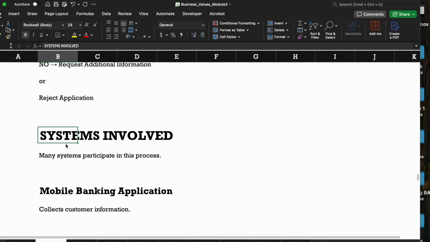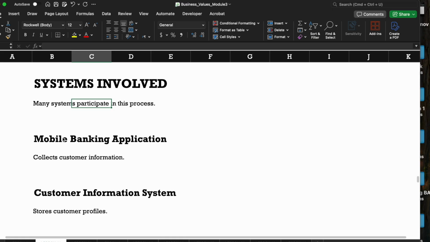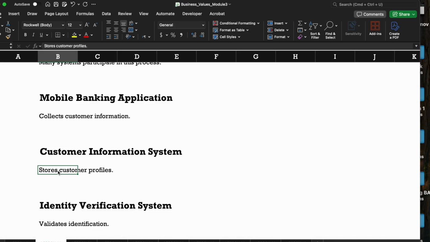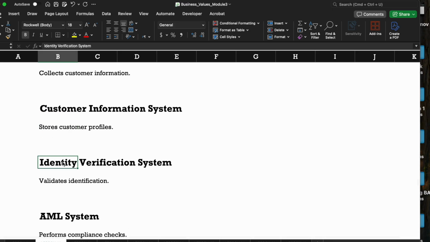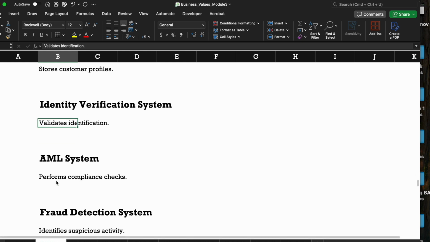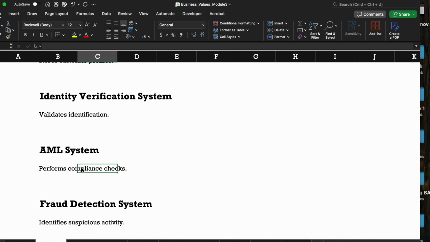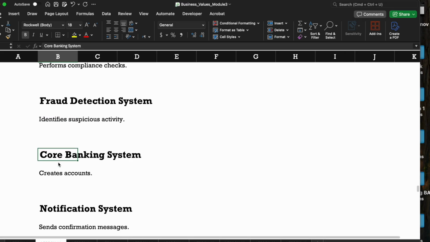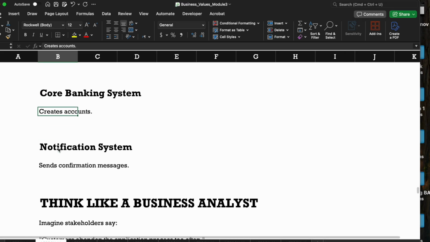So, systems involved: many systems participate in this process. The mobile banking application collects customer information. The customer information system stores the customer's profile. The identity verification system validates identification. The AML system performs compliance checks. The fraud detection system identifies suspicious activity. The core banking system creates accounts. The notification system sends confirmation messages.